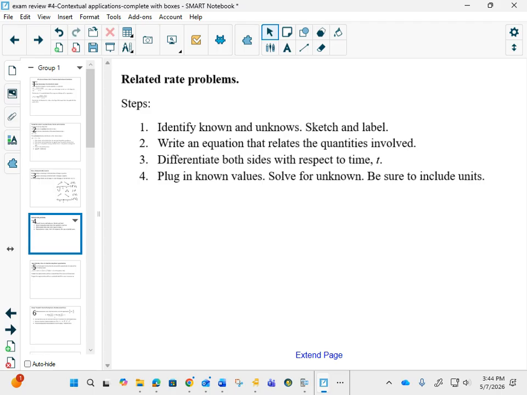Related rates. So I don't know if you heard in the videos that we've been watching lately, related rates don't come up on long answer questions. They come up on multiple choice questions. So what do we have to know? Identify what you know and what you don't know. Write an equation that involves the things that you know and don't know. Take the derivative with respect to time of both sides. And we'll do some questions like this. Then you can plug in things and be sure that you use units.